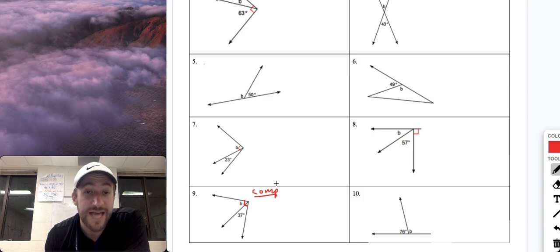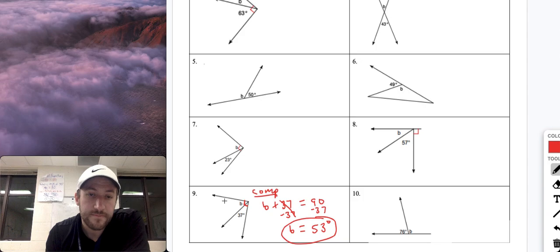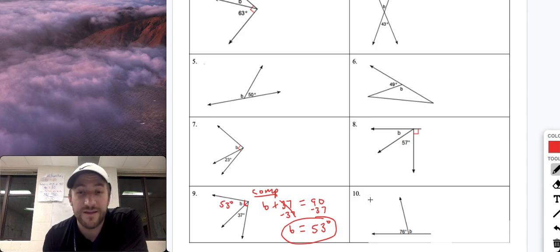And complementary angles add up to give you 90 degrees. So I'm going to set it equal to 90. B plus 37, because when we add them up, we get 90. I'll go solve for B. Subtract 37 on both sides, minus 37. B is equal to 53 degrees. I'll go double check. 53 plus 37. Yep, we get 90.